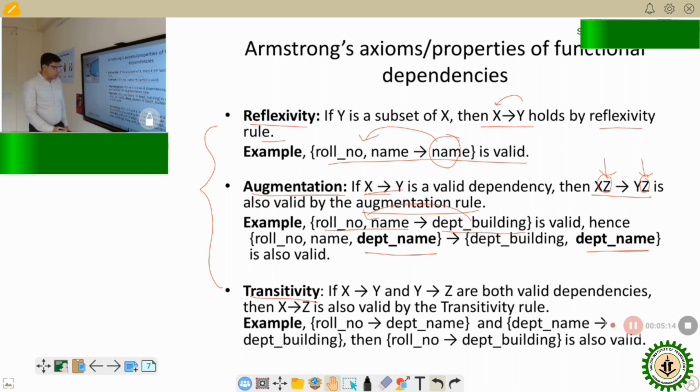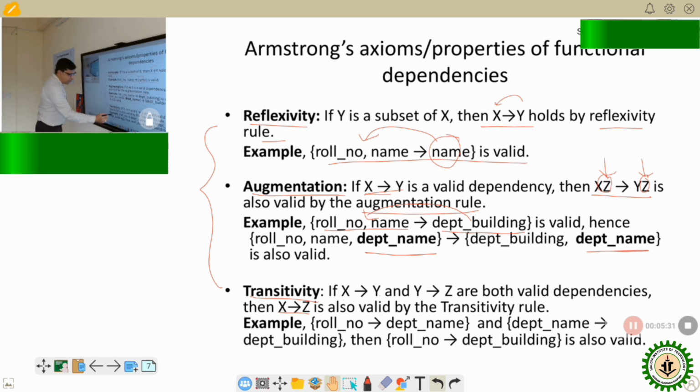Transitivity rule. The next rule is the transitivity. Here, X arrow Y and Y arrow Z, if both exist or both are valid dependencies, then we can say X arrow Z is also valid by the transitivity rule.